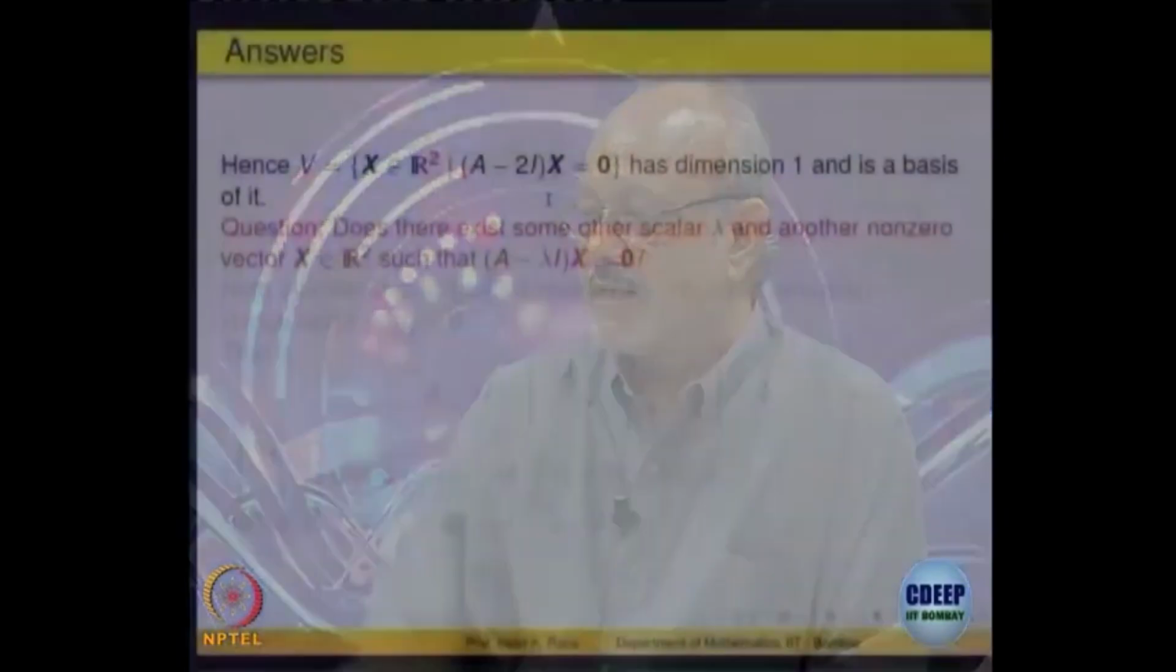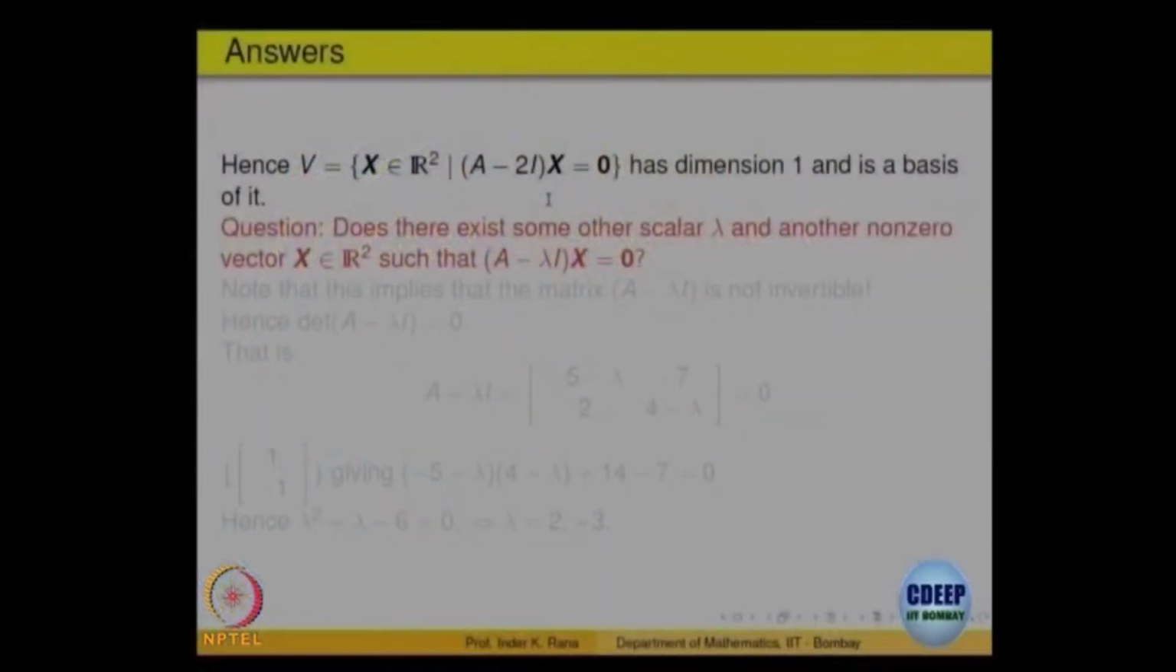So, the question comes, does there exist some other scalar for this matrix, right? We have got the scalar 2, and we got a vector (1, minus 1), so that A applied to (1, minus 1) is equal to 2 times (1, minus 1). Question is, is there some other scalar also and some other vector which has a similar property, right? So, how does one find out that scalar?